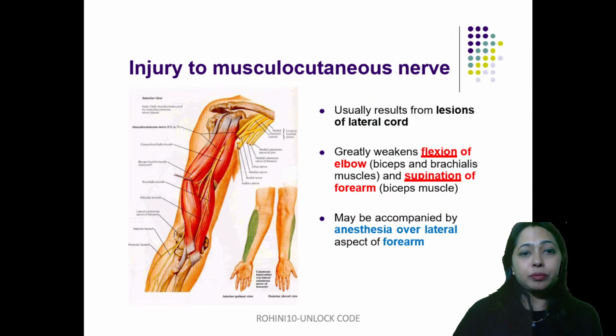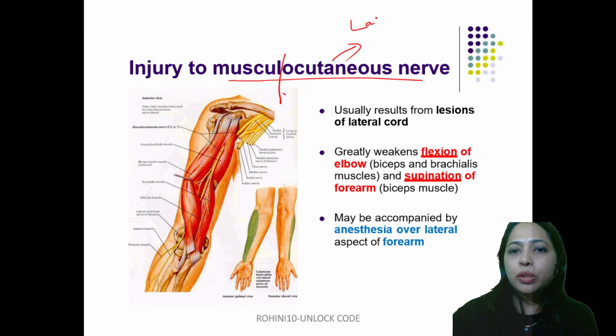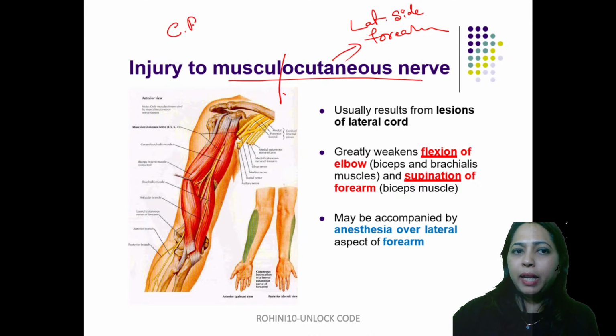Next one. Injury to musculocutaneous. You remember musculocutaneous? First it is muscle, supplying the muscle. Later on it becomes cutaneous. Where does it go? It goes to the lateral side of forearm. And one more thing is it pierces the coracobrachialis muscle. Okay, it pierces the coracobrachialis muscle.